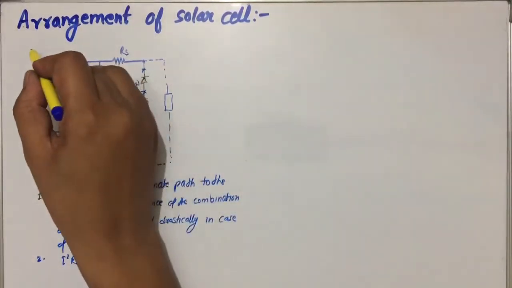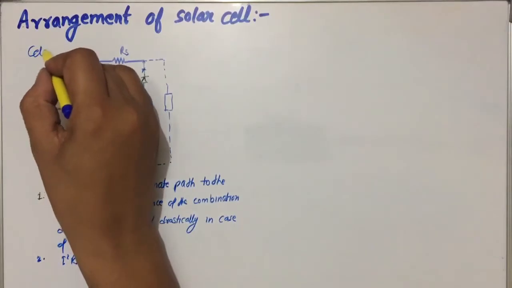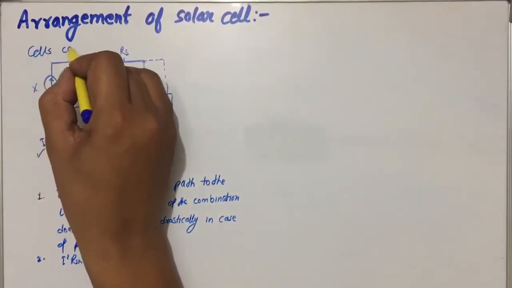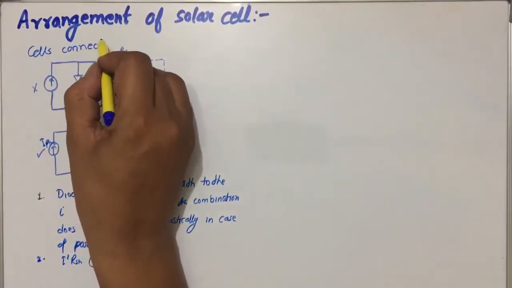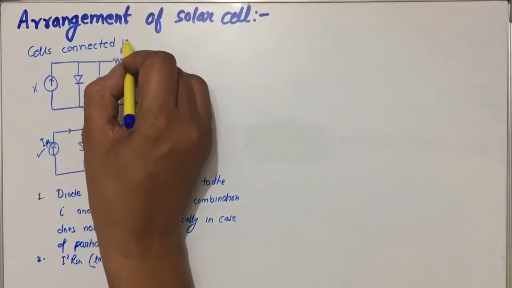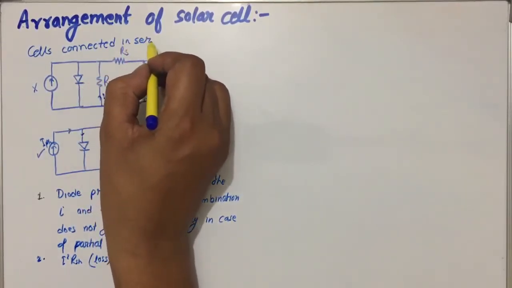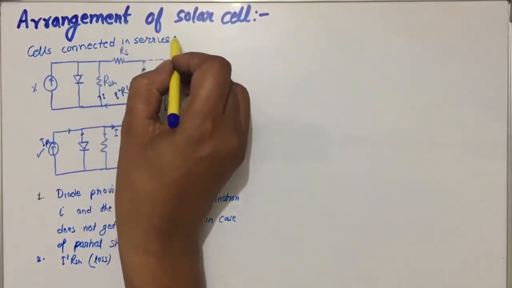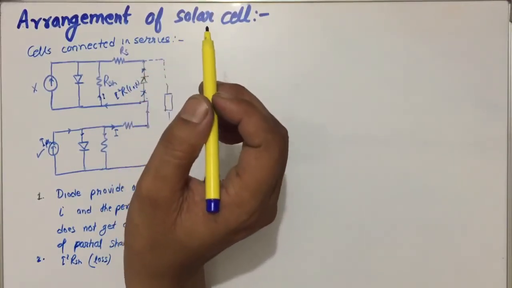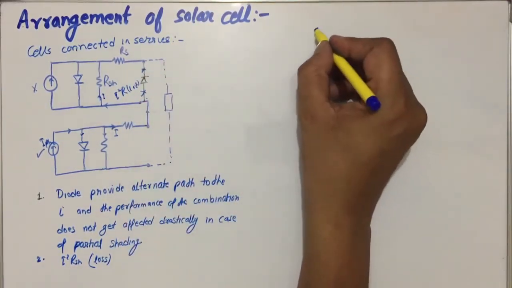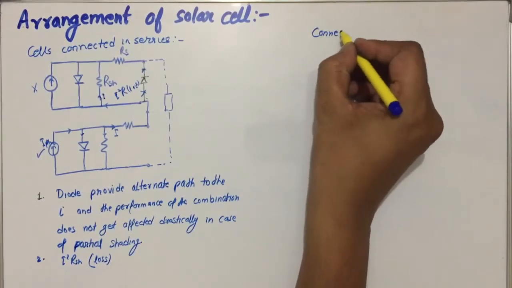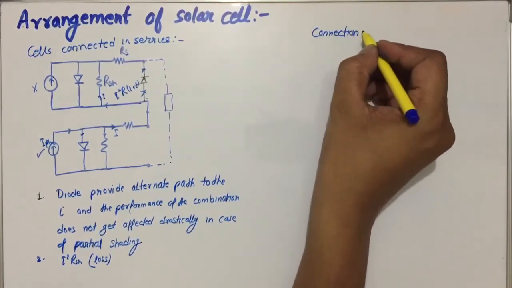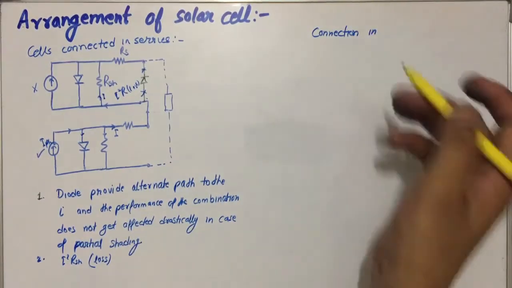This was the connection of solar cells connected in series. Now we will talk about the connection in parallel.